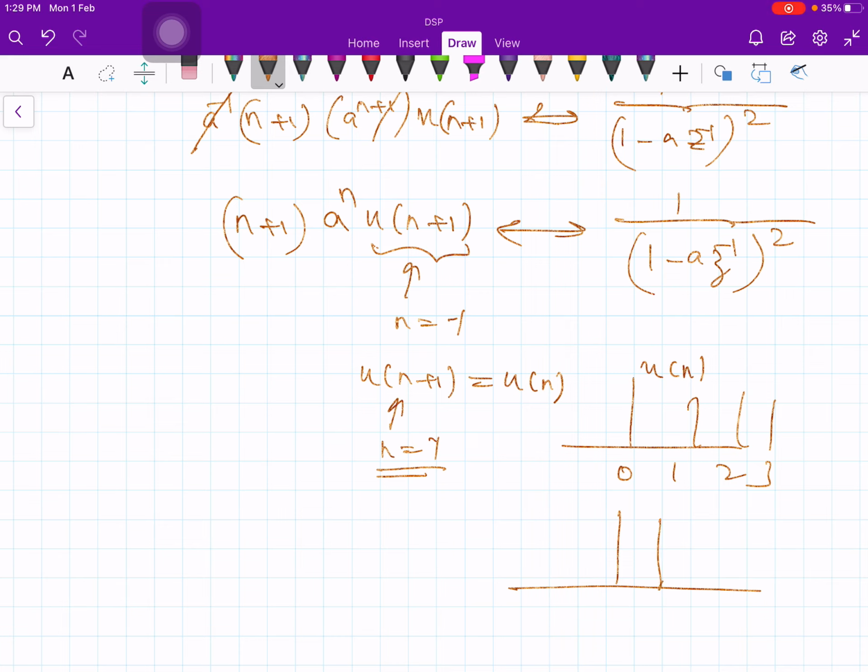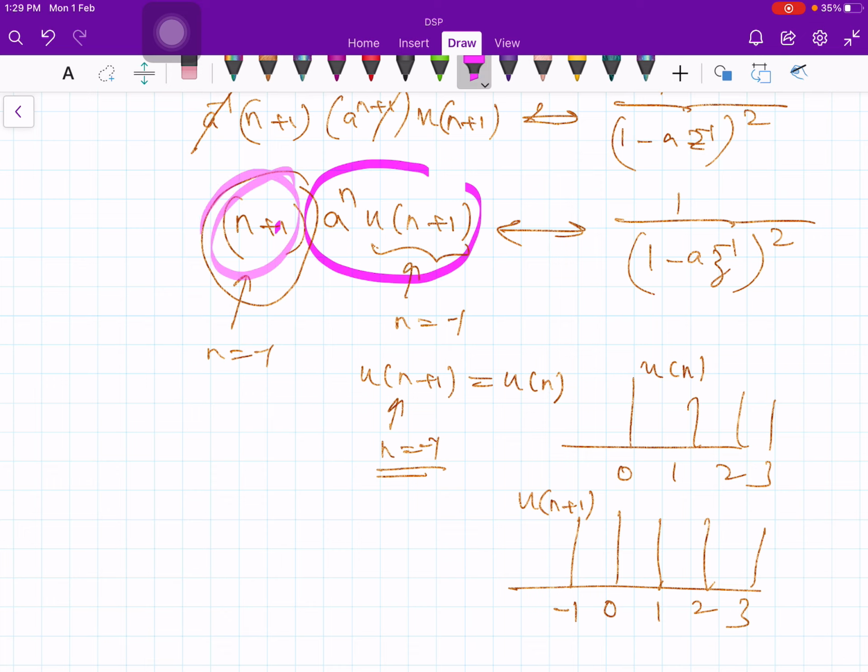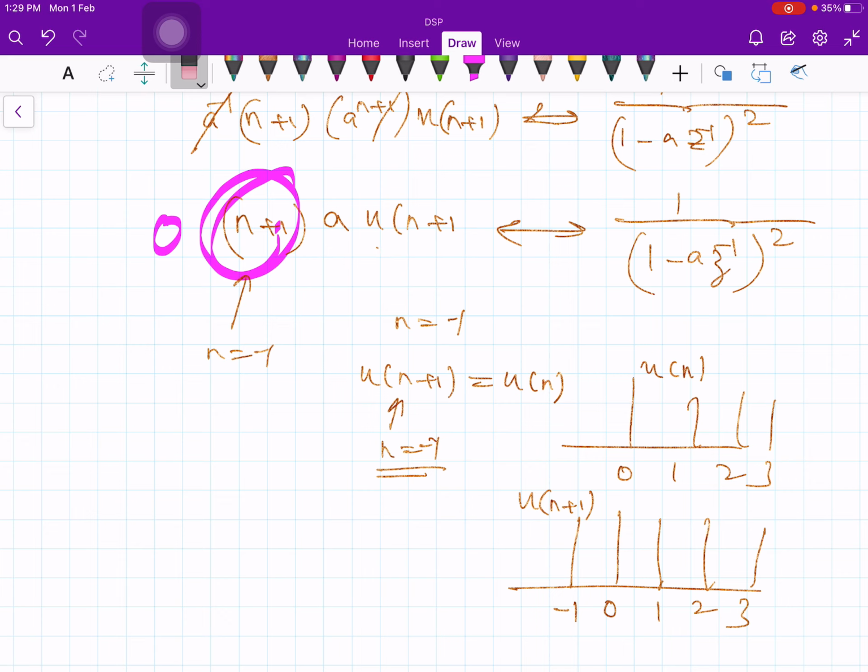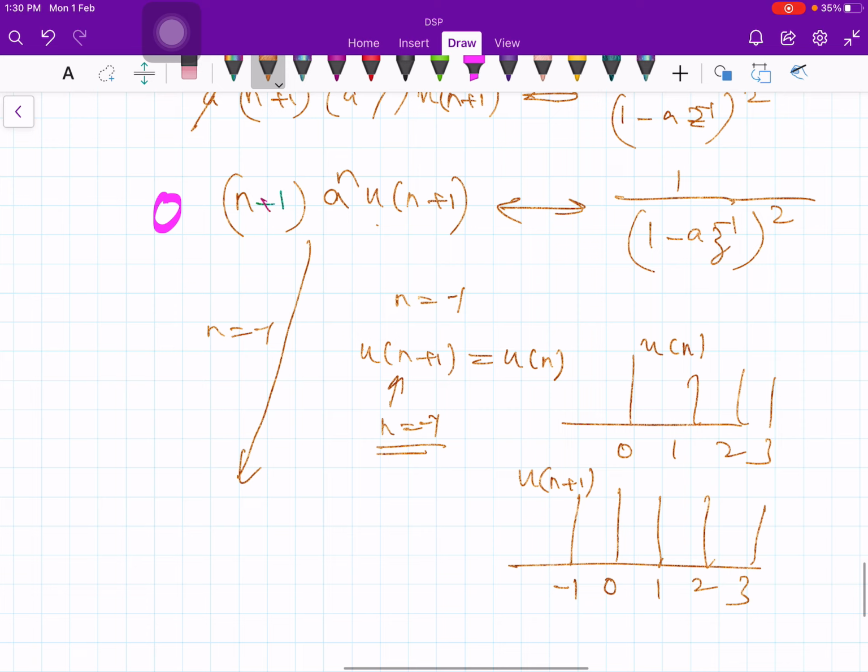So it starts at minus 1, 0, 1, 2, 3; u of n plus 1 is advanced by 1 unit. But when you put n is equal to minus 1, what is happening in this term? This term contributes 0, right? If you substitute n is equal to minus 1, you get 0. So you are essentially multiplying by 0. Therefore, even though u of n plus 1 has a value at n is equal to minus 1, this factor n plus 1 gives 0 value. Therefore, n plus 1 times a to the n times u of n plus 1 is the same as n plus 1 times a to the n times u of n.